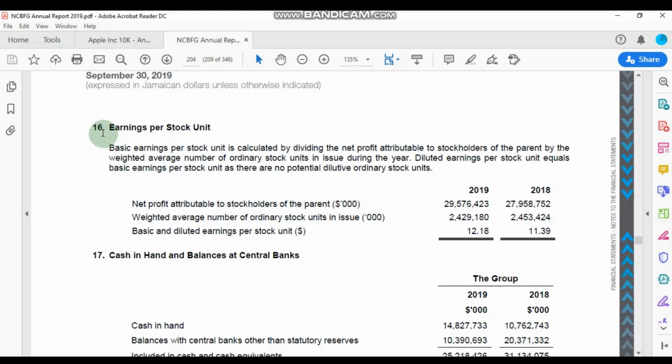Okay, so here we are at note 16, calculation of the earnings per stock unit, and MCB actually provides a very detailed description of how they calculated their EPS. The note basically tells us that the basic earnings per stock unit was calculated by taking the net profit attributable to stockholders and then dividing that by the weighted average number of stocks in issue during that year, which is basically saying that they took the net income and divided it by the total number of shares in issue for the period under review.